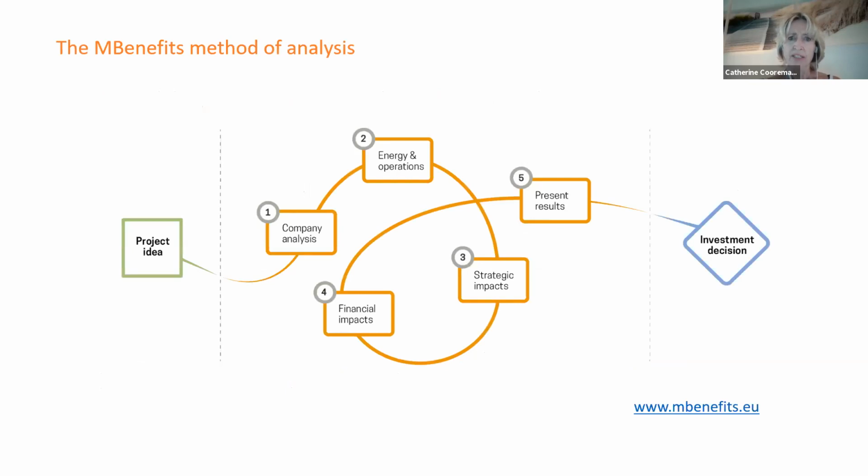You see the method here. So starting with a project idea, our goal is to positively influence investment decision. And we do that in 4 steps, 4 analytical steps. One is the company analysis, just to set up the stage and understand what is our customer, if I can describe it like that. Then a joint analysis of the energy and operational aspects of the project. Then the strategic impacts of our energy efficiency investment project, and finally the financial impacts.